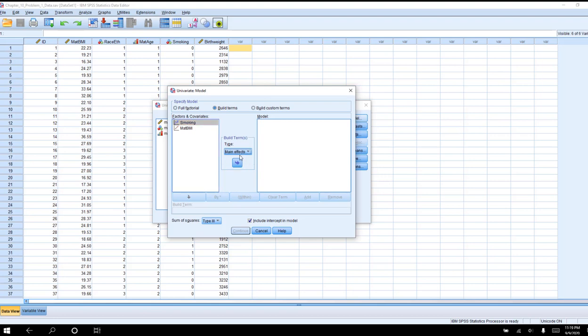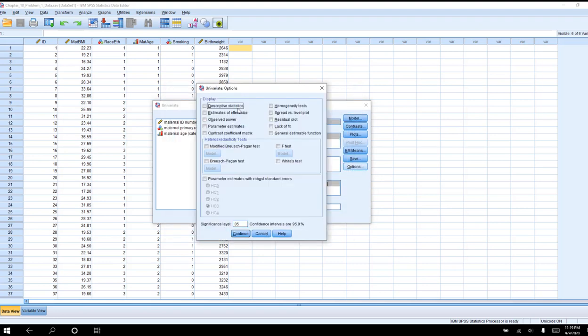Go to the Build Terms box and make sure Main Effects is selected. Move it over. Click on BMI. Again, make sure Main Effects is selected. Move it over. Now press Control and click on Smoking and BMI, making sure they're both selected. Click on Interaction and move that over. That will set your interaction term to be tested in the model. Make sure Include Intercept in Model is clicked. Press Continue. Next, go to Options, click on Descriptive Statistics and Homogeneity Tests.